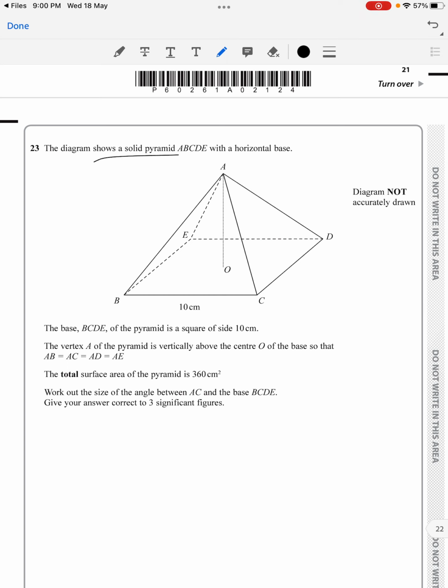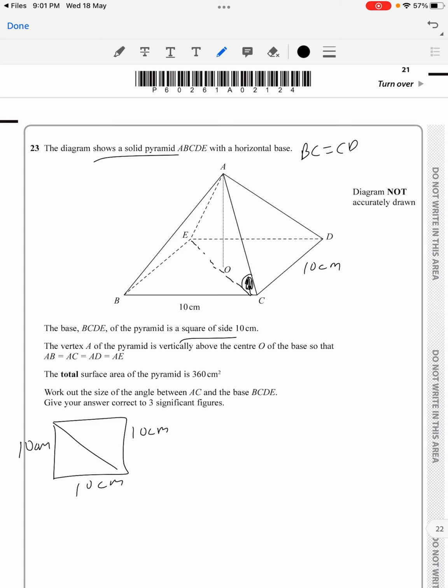The next question shows a solid pyramid. Now let's get straight to the question. Total surface area is given. We have to work out the size of angle AC and the base. So we have to work out the angle AC along with the base. We have a line that's given here, so AC should be this angle here. Now in order to find that out, since this is a square, we can quickly make an assumption that BC is equal to CD. So that's 10 centimeters. You have a square given here, you have 10 centimeters and 10 centimeters. You definitely have to use Pythagoras theorem to find the hypotenuse.